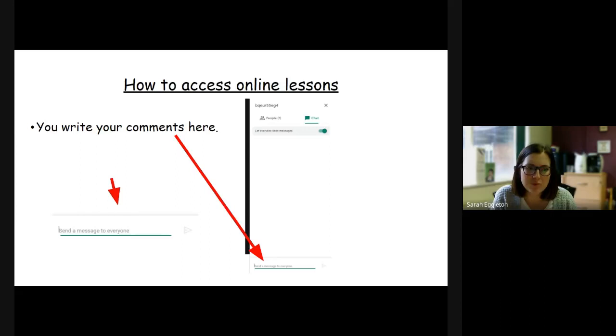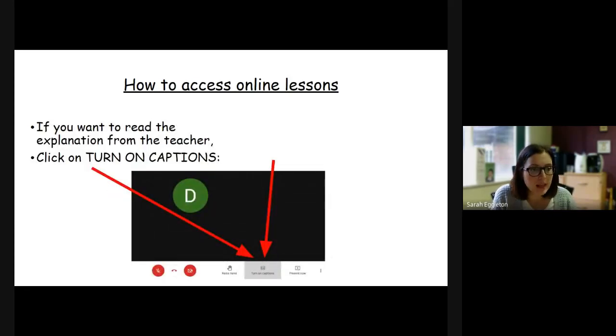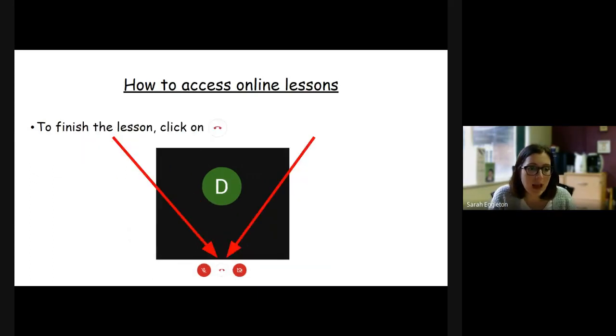Do be aware, it's really important that you behave as you would in school. The chat function is there to help your learning and should only be used for writing and talking about learning. You can also turn on captions for the teacher. So if you find it difficult to just listen and you would like to see the information in front of you, turn on captions and then it will display what the teacher is saying. And then to finish a lesson, you must click on the little red phone.